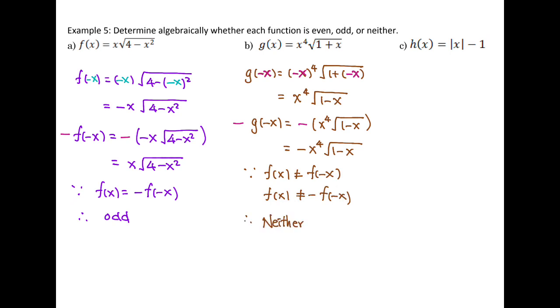Part C, now we have an absolute value function, but the way to check it is the same. So let's find h of negative x first. Then you will see the absolute value of negative x, minus 1. Since absolute value never returns a negative value, that means the absolute value of negative x is actually the same thing as the absolute value of x. Therefore, you can see those two functions are the same. Therefore, we say it is an even function.